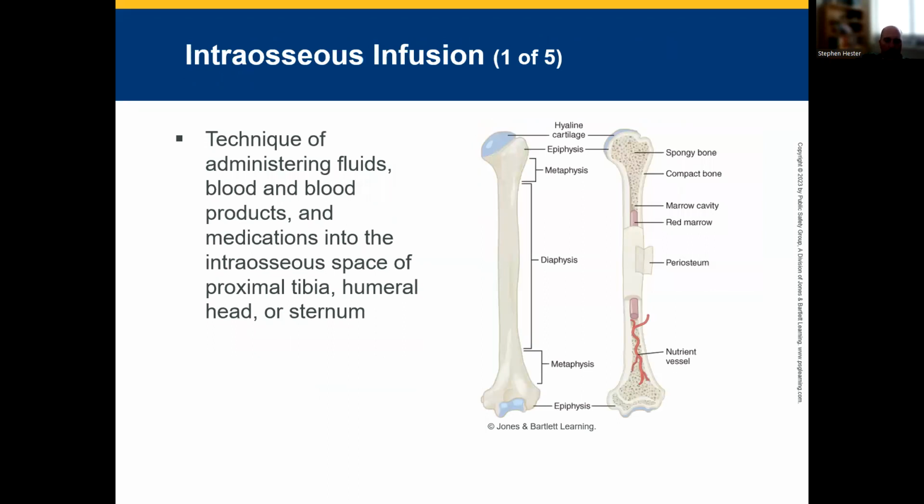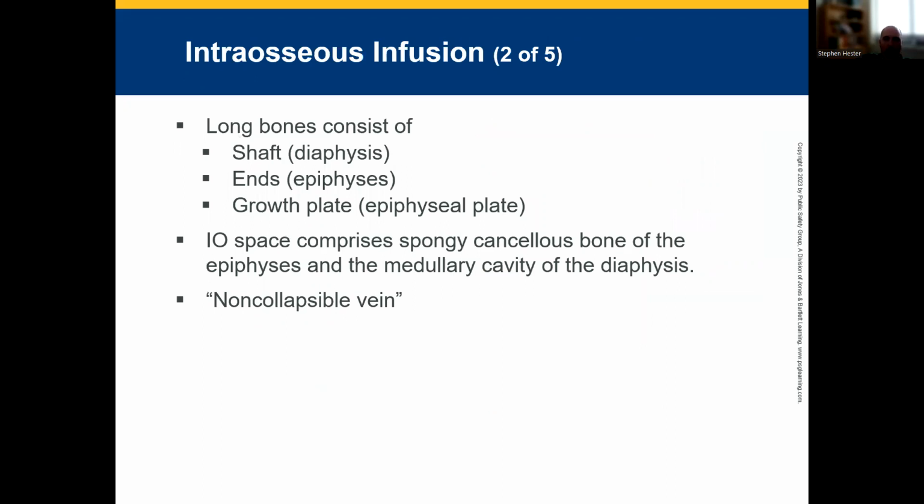All right, IO infusion is just going to be something that is regulated by your local system, but you will learn about it at the advanced AEMT level. So basically, it is administering fluid or medications through the bone. The long bone consists of the shaft, the diaphysis, the ends, the epiphysis, and the growth plate, the epiphyseal seal. It comprises spongy cancellous bone of the epiphysis, and the medullary cavity of the diaphysis.